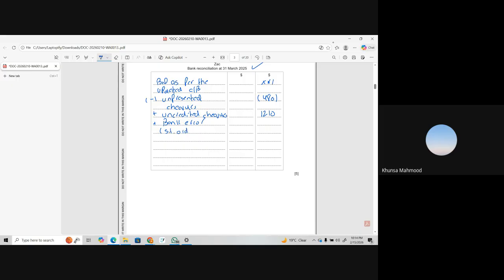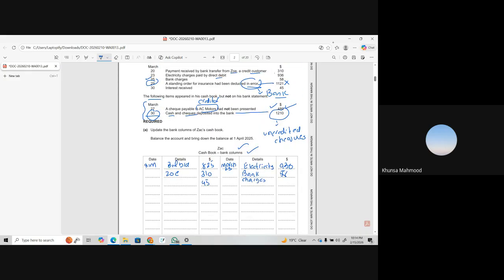So in the bank cash book, won't we put that on the debit side again, because we don't have it deducted? No, this is not an error by us. This is the error by the bank. Okay.